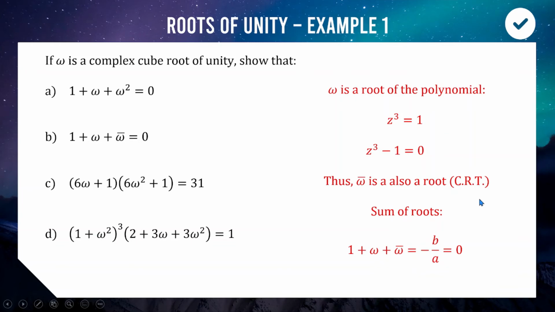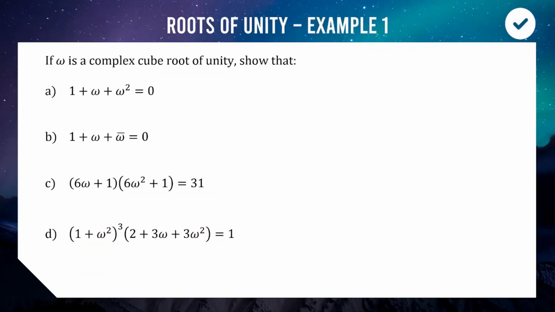Question C and D is where it gets fun. Now we start to do some interesting algebra. So let's have a look at question C. We have 6 omega plus 1 multiplied by 6 omega squared plus 1. If we expand this whole thing out, we get 36 omega cubed. Sorry, I keep saying w, it's an old habit. We get 6 omega squared, we get 6 omega, and we get plus 1 on the end.